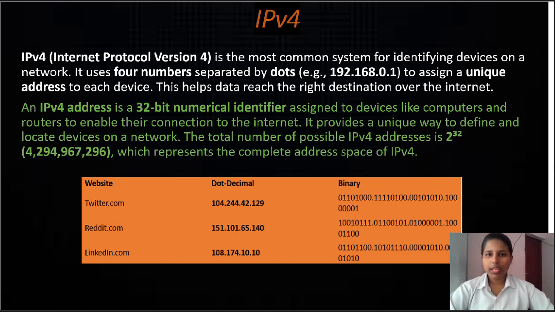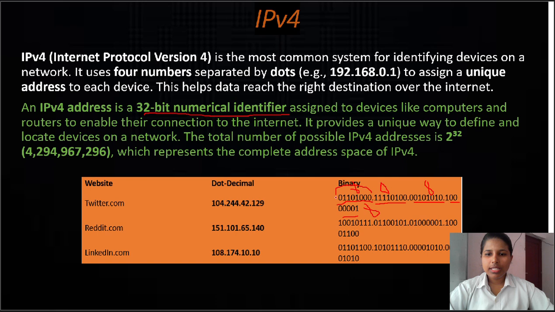If we count, we can see 1 2 3 4 5 6 7 8, and again 8, and again 8, and here also 8. So here it is 8, here 8, here 8 and here also 8, which means it has 32 bits: 8 plus 8, 8 plus 8. So this is what is called a 32-bit numerical identifier.